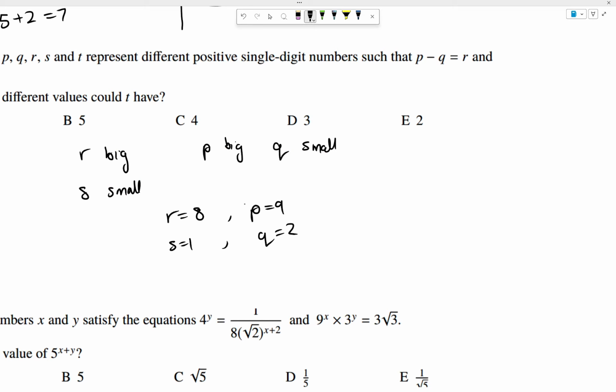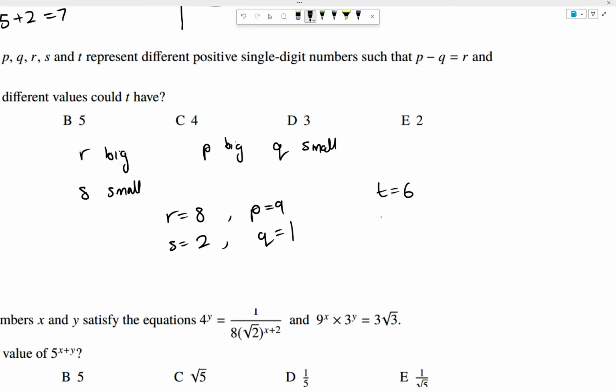But, oh sorry, I keep forgetting that R is dependent on P and Q. So I'm going to take P and Q to be 9 and 1, and therefore R is equal to 8, and that leaves the next smallest number, which is 2. That would give T equals 6. So T equals 6 is the largest possible number that we can have.